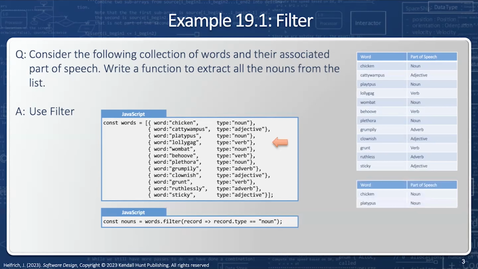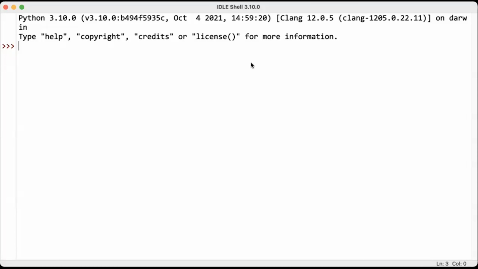Platypus, add it. Lollygag, skip it. Wombat, add it. Behoove, now I'm going to skip it. Plethora, add it. Grumpily, skip it. Clownish, skip it. Grunts, ruthlessly, and slick are going to skip all those. And so the end result is going to be only those elements that are the part of speech is a noun. Okay, let's do a demo of filter using Python.